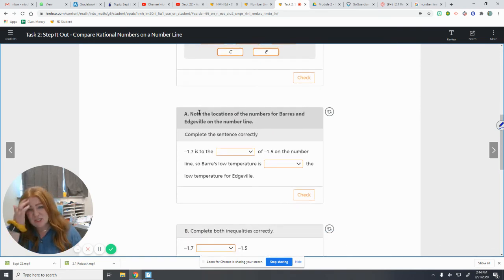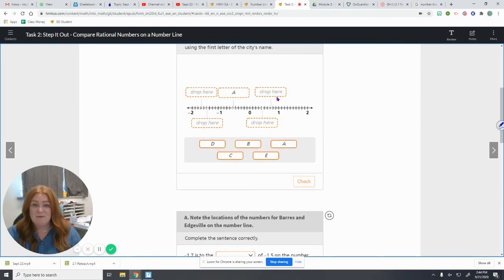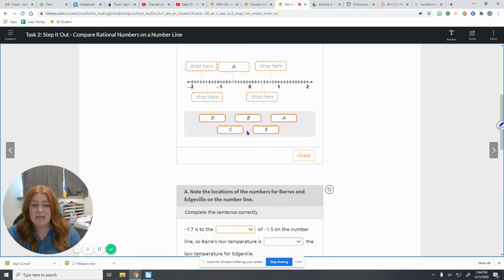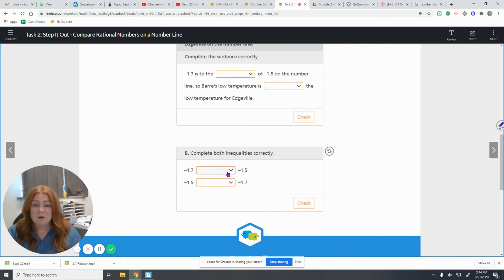So see if you can finish those up. So note the locations for the numbers for Bars and Edgeville on the number line. So come up here, find where you found Bars and Edgeville, E and B, and tell me which one is to the right or the left of each other. So which one is bigger? Remember, more to the right, that means it's hotter and bigger. If it's to the left, that means it's colder and lower. And then you're going to tell me the 2 ways to correctly graph that.